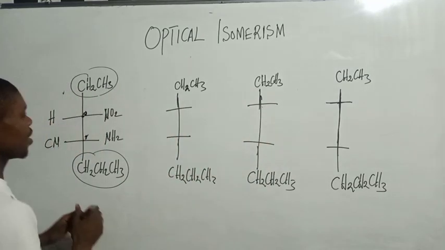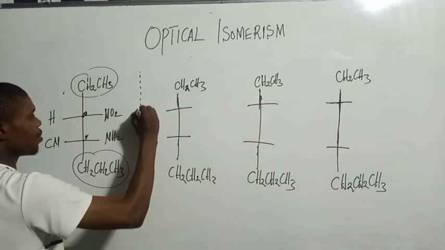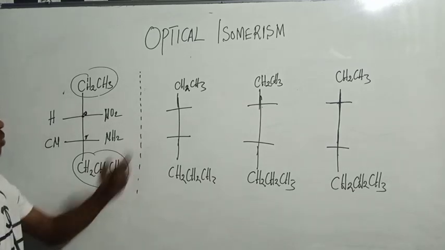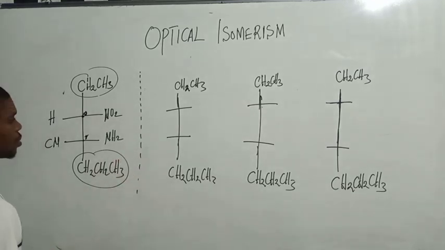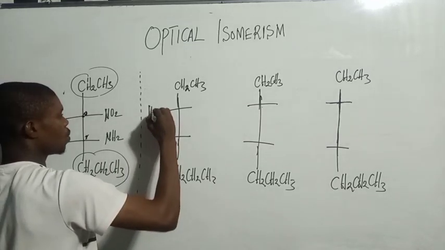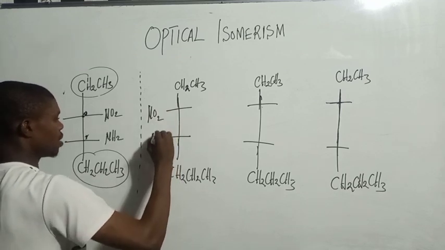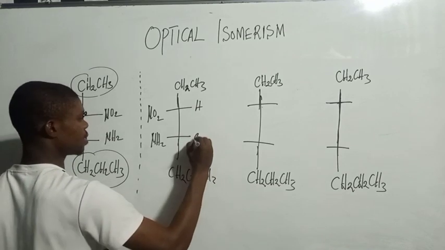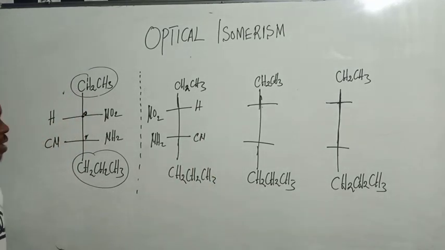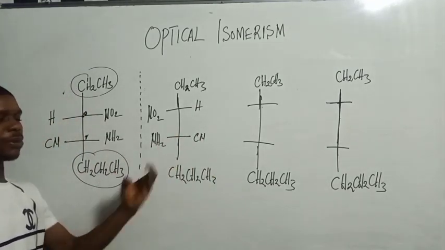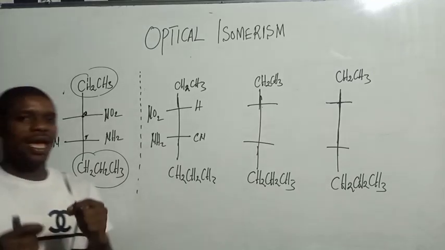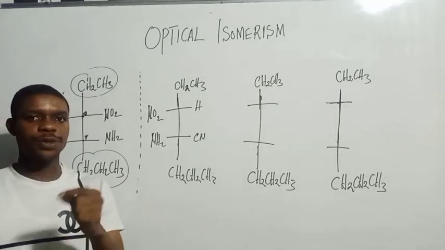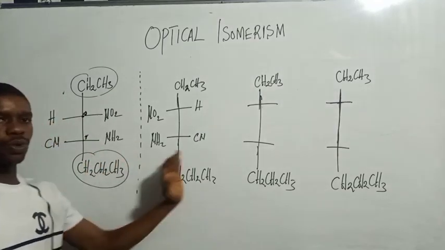So now, imagine that you place a mirror here. What are you going to get? I want to get NO2 and NH2. This is that. Here we have hydrogen. Here we have CN. This is that. So you can see that these two are mirror images of each other. That is, out of the four possible stereoisomers, I've got two of them.